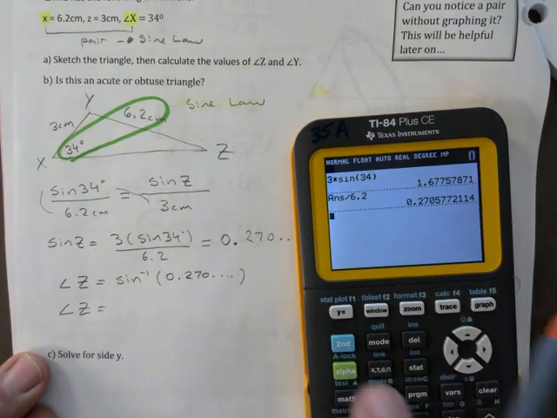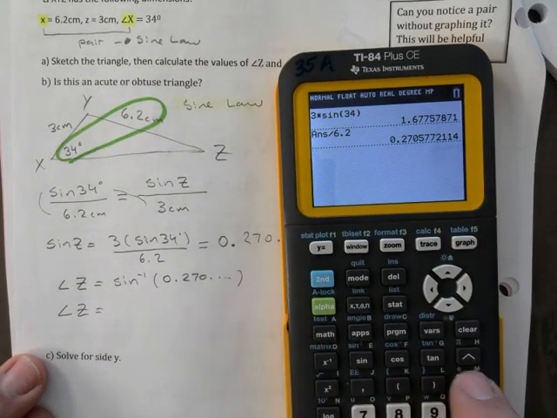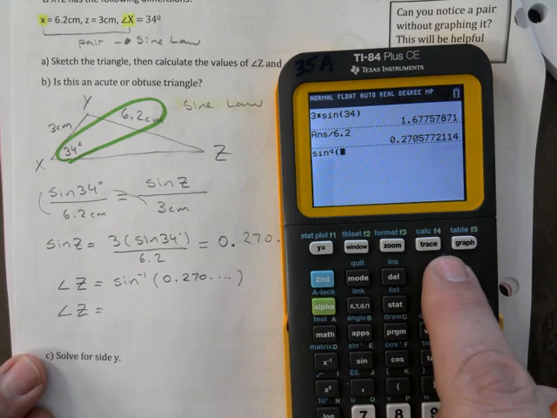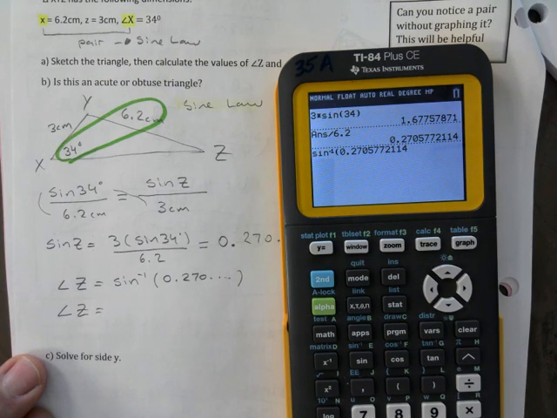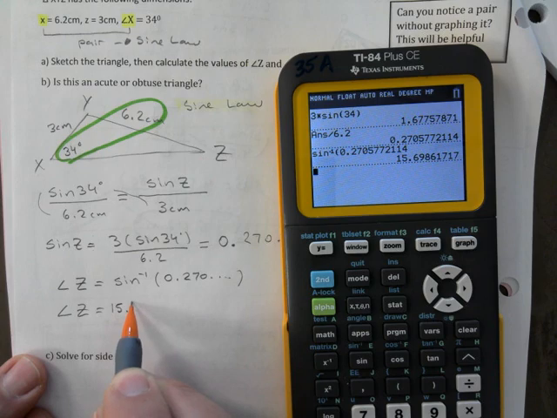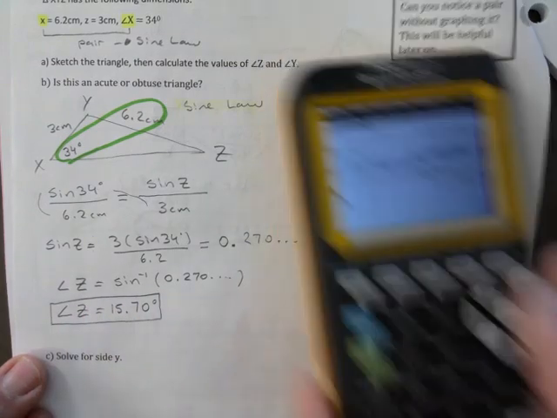So how do you type this in? You got to press second on your calculator, the blue button there, second, sine. If you press second sine, it calls the inverse. Just go copy and paste what you got in your previous answer, and then hit enter again. And you get 15.698. So that rounds to 15.7 degrees. Done.